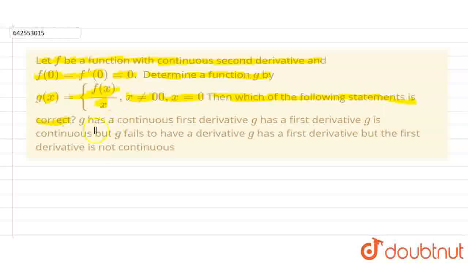We are given four statements. Option A is g has a continuous first derivative. Option B is g has a first derivative. Option C is g is continuous but g fails to have a derivative. And option D is g has a first derivative but the first derivative is not continuous.